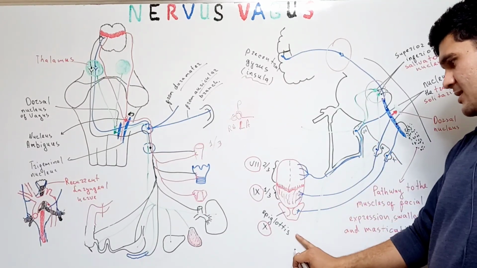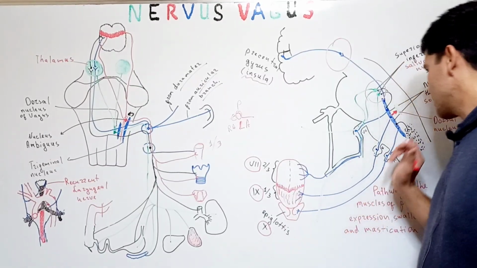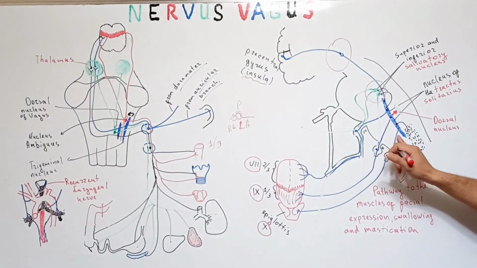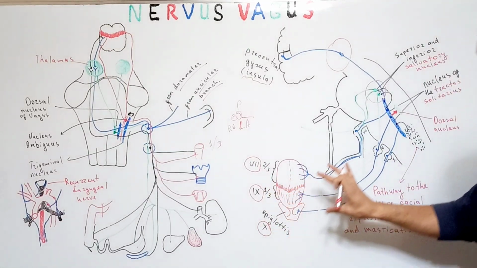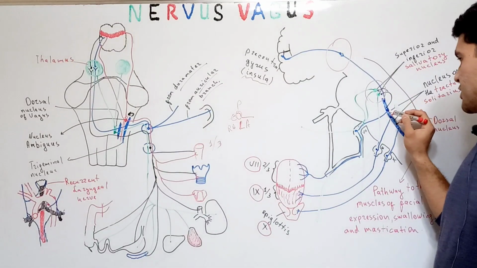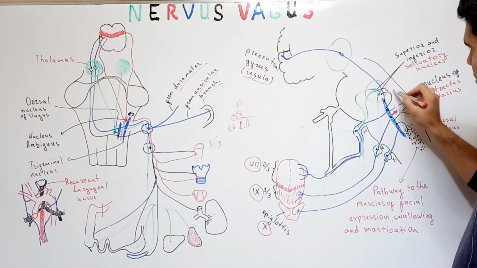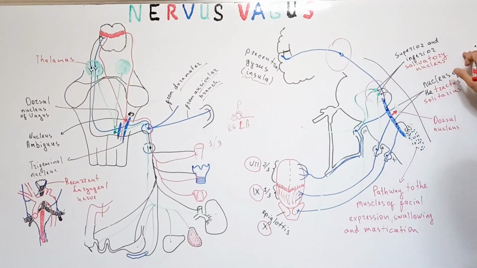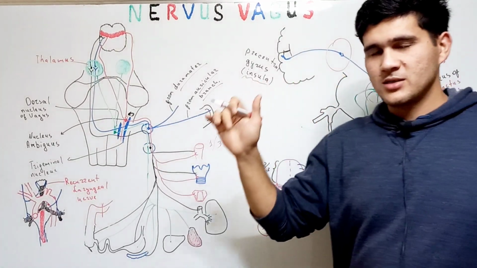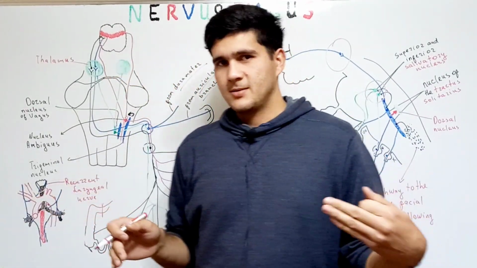And the epiglottis is innervated by the nervus vagus, and the nervus vagus carries the information to the nucleus of the tractus solitarius. All of the information about taste can be carried there, and this information can be directed to the superior and inferior salivatory nuclei. Their main function is parasympathetic innervation of the salivary glands.